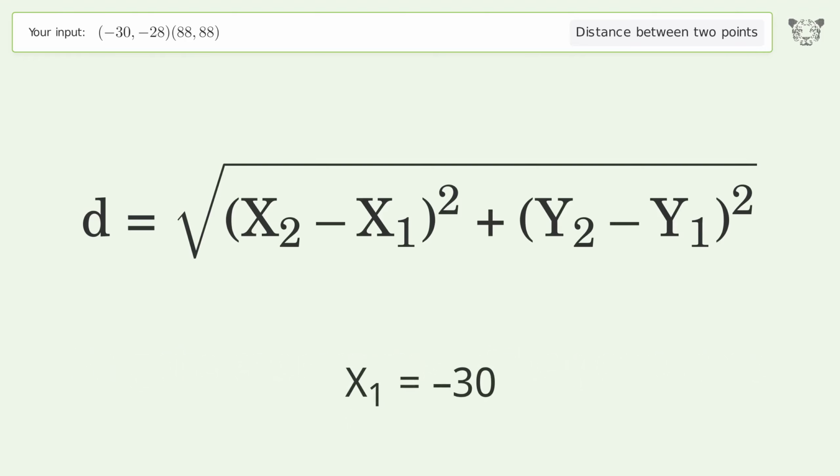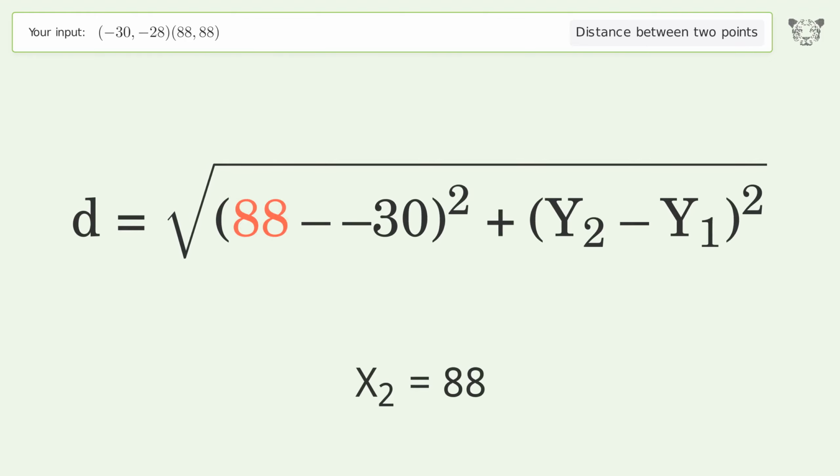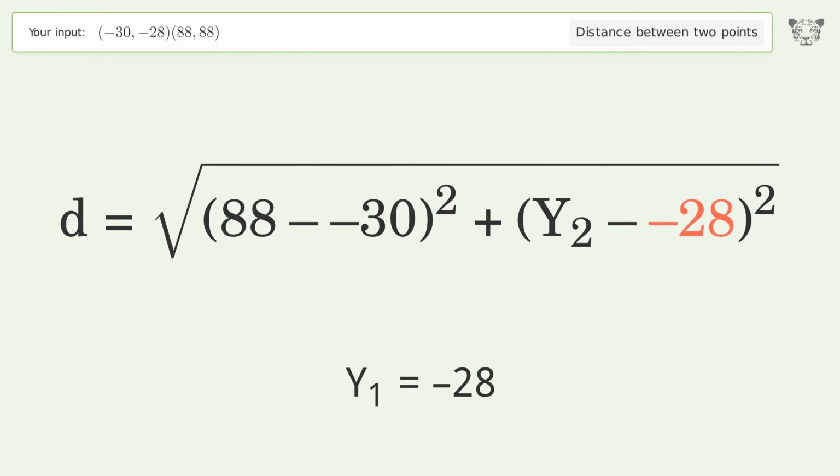x1 equals -30. x2 equals 88. y1 equals -28. y2 equals 88.